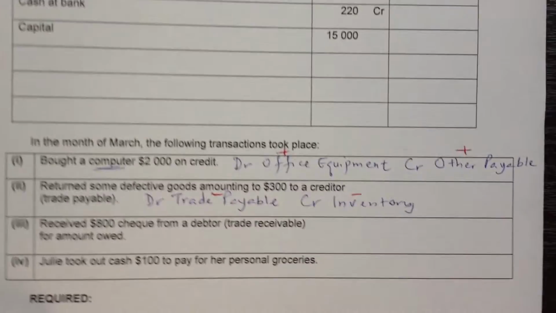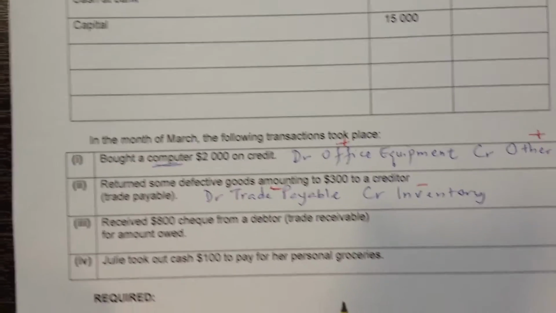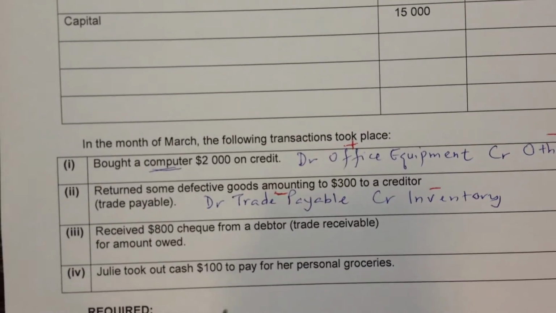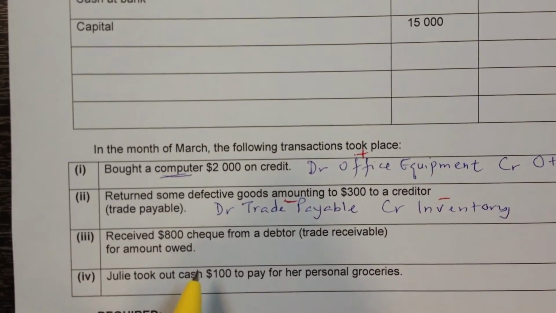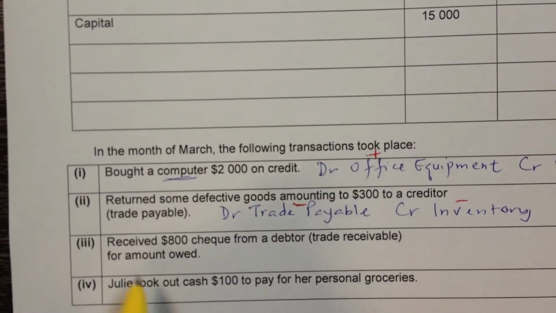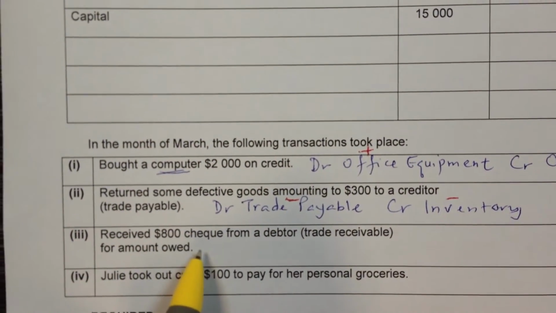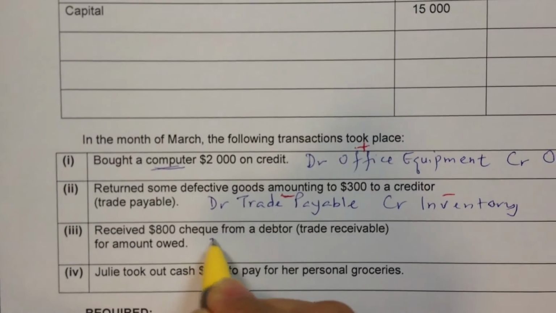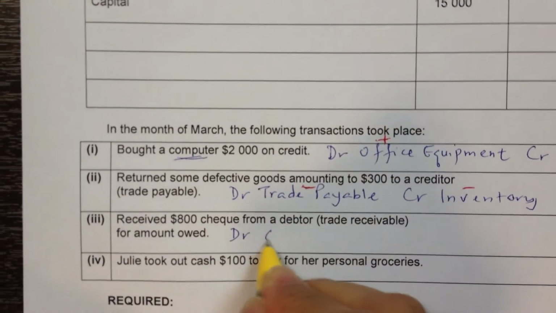Received 800 check from a debtor, trade receivable for amount owed. The transaction, receive 800 check. You see the word check, it affects the cash at bank. So cash at bank goes up. It is an asset, therefore we debit cash at bank.